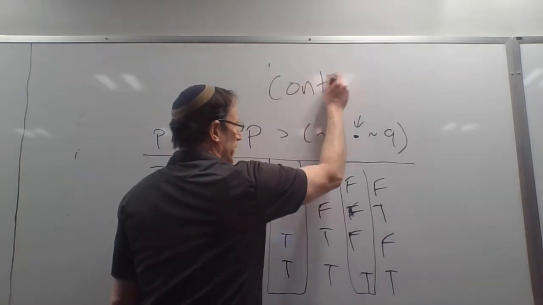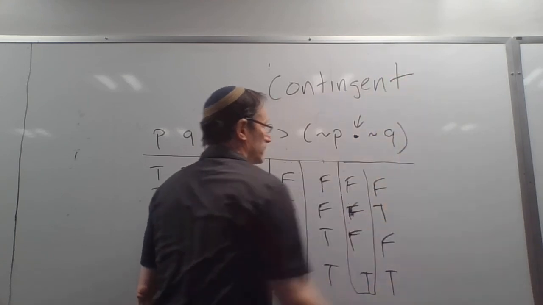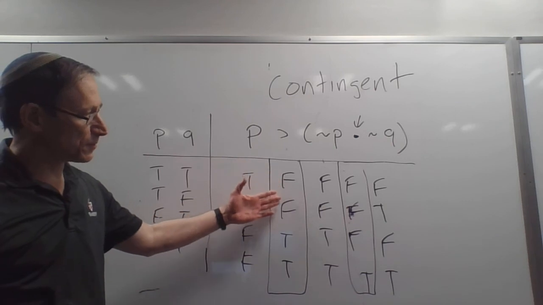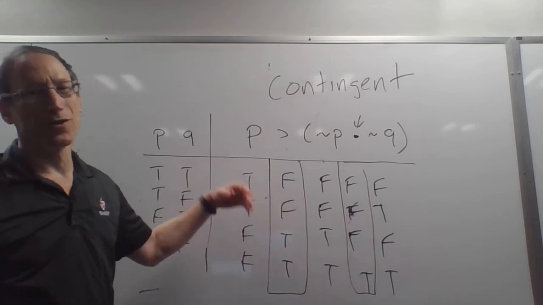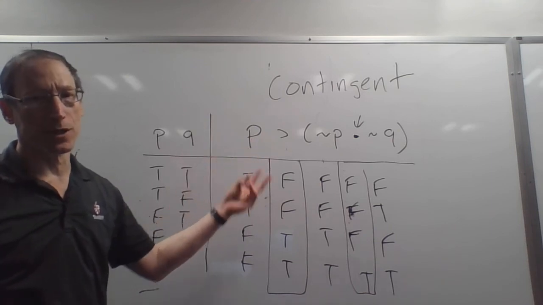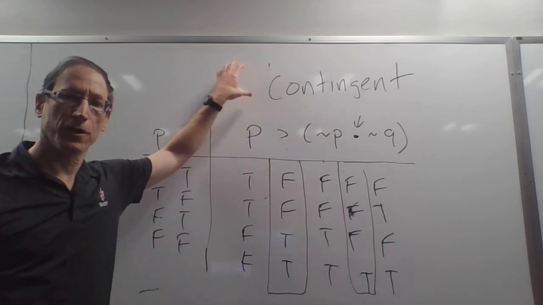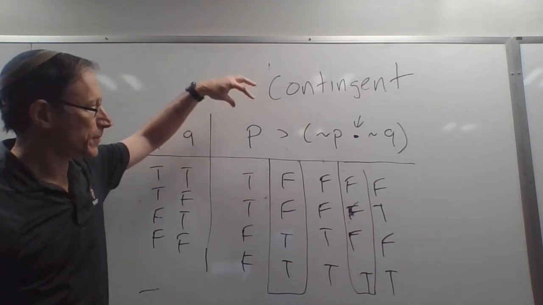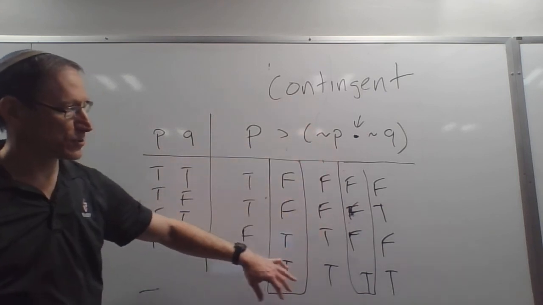This is what we call a contingent formula. The word contingent means it sometimes comes out false and sometimes comes out true. Or if there's one case where it comes out false and at least one case where it comes out true, we're going to call it a contingent formula. A formula that is not necessarily false. It is not a self-contradiction. Because if P is false, then this whole statement turns out to be true.